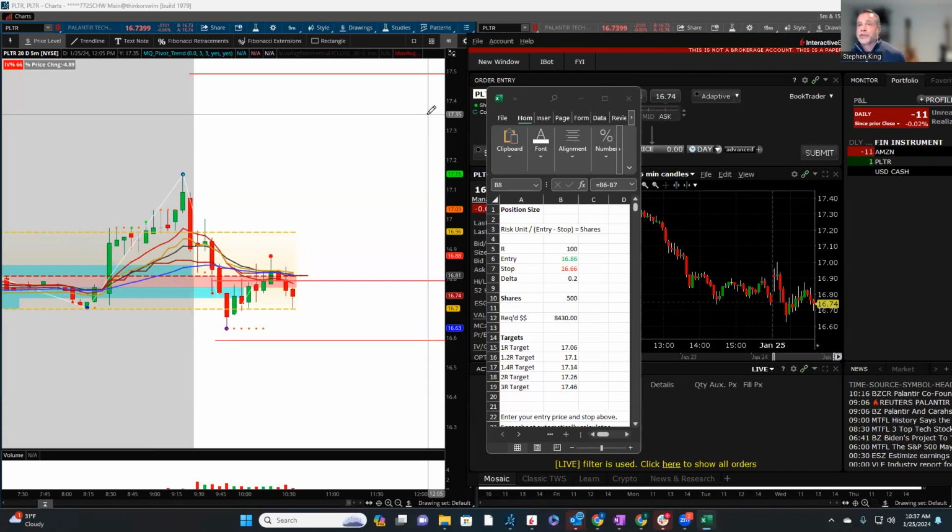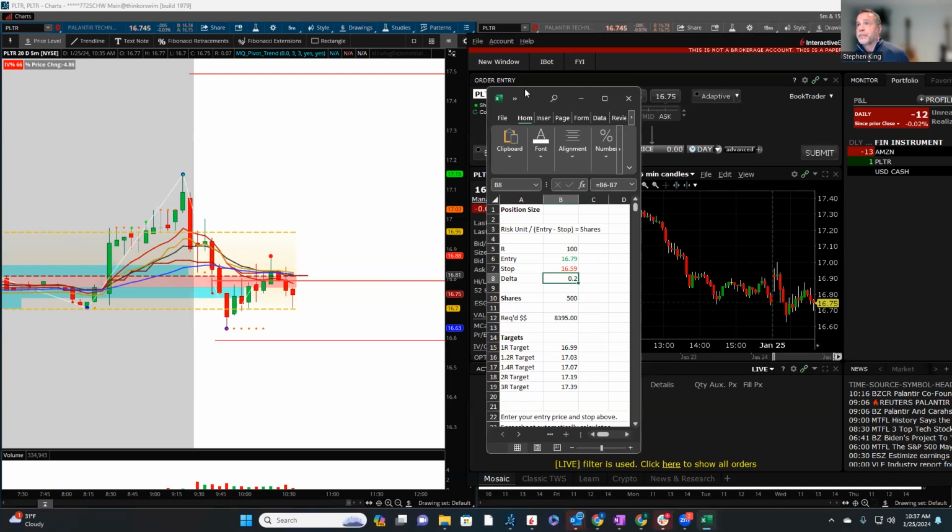Okay, I'm setting up a bullish trade here on Palantir. This is just a hypothetical trade just to show you the process. So my entry is going to be 16.79. My stop is going to be 16.59. That tells me I can do 500 shares with a $100 R. And then it gives me my targets down here.